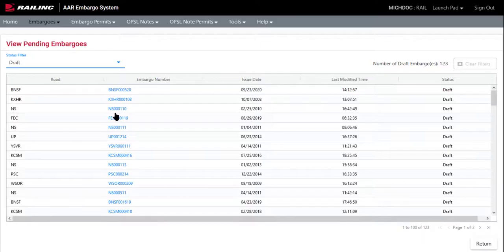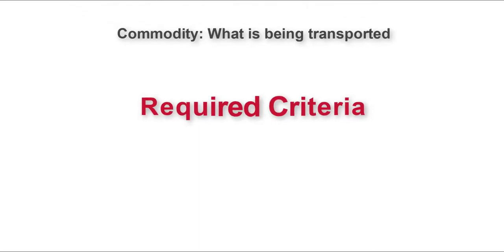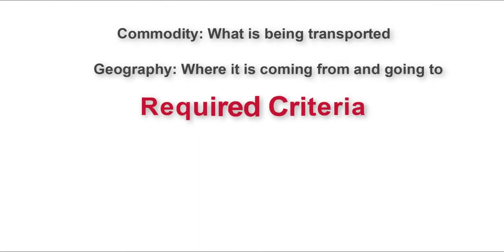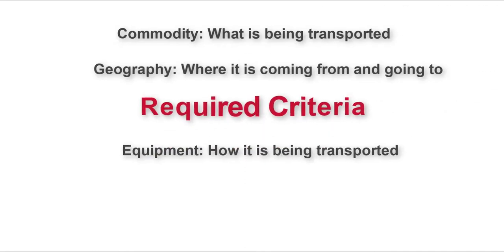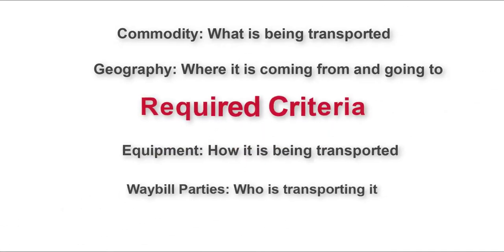There are 4 required criteria that make up an embargo. The commodity is what is being transported. Geography is where it is coming from and going to. Equipment is how it is being transported. And waybill parties determine who is transporting it.